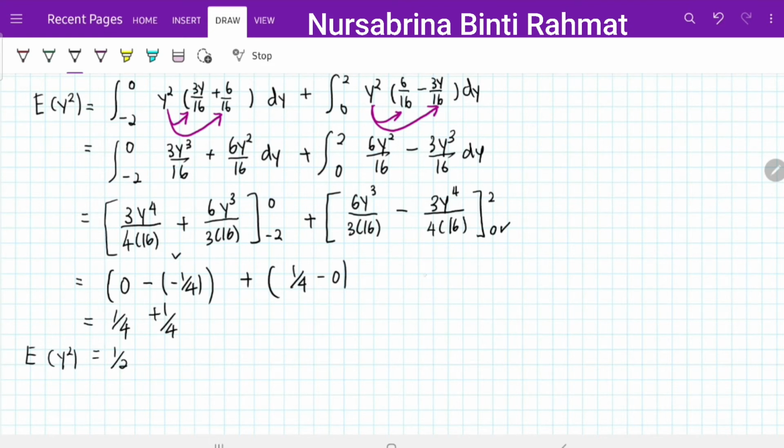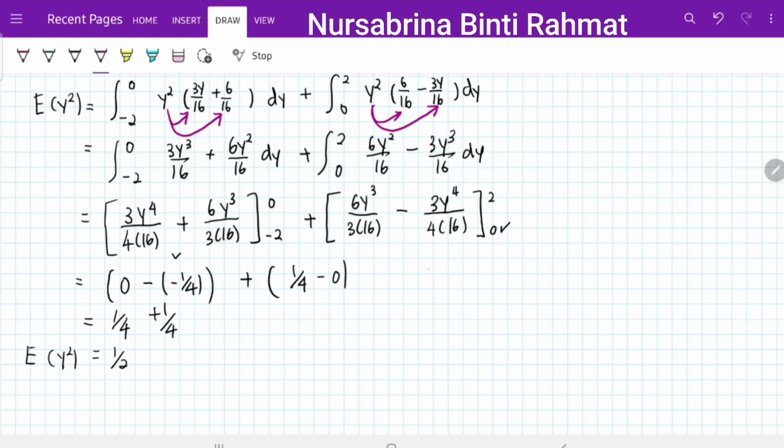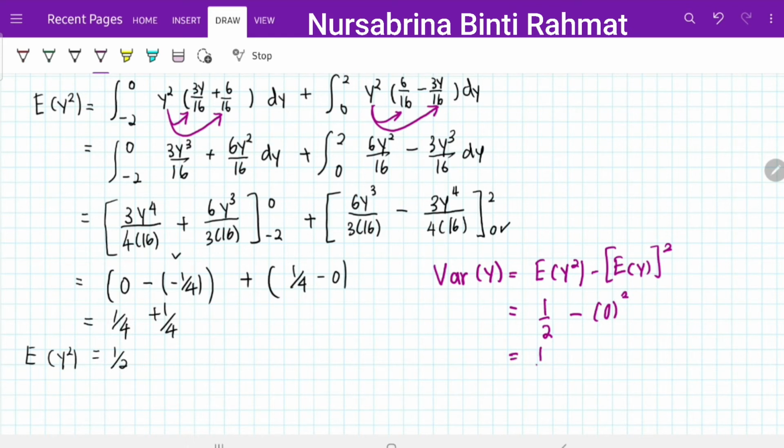So this is for your E(Y squared). That means if you want to get your variance, Var(Y) equals E(Y squared) minus [E(Y)] squared for this whole thing. Your E(Y squared) we already calculated is 1 over 2, minus the mean from the previous calculation, which is 0 squared. So your final answer for the variance is 1 over 2. Okay, let's move on to the next question.